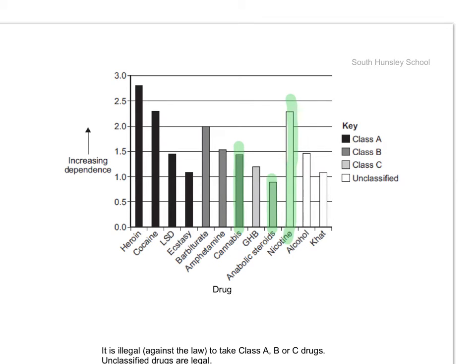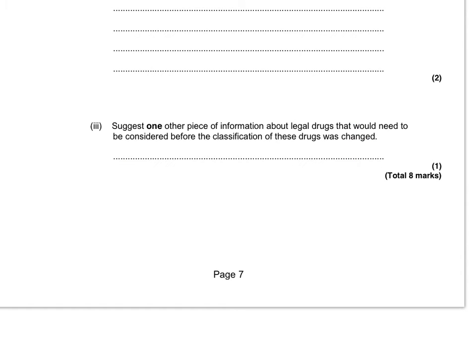And then you had to use an example. For example, more people seem to be dependent on nicotine than they are on cannabis. And using that example would get you the second mark. The answer to this next question is you would also want to know how harmful the drug is or if it had any side effects before you started changing the drug's classification.